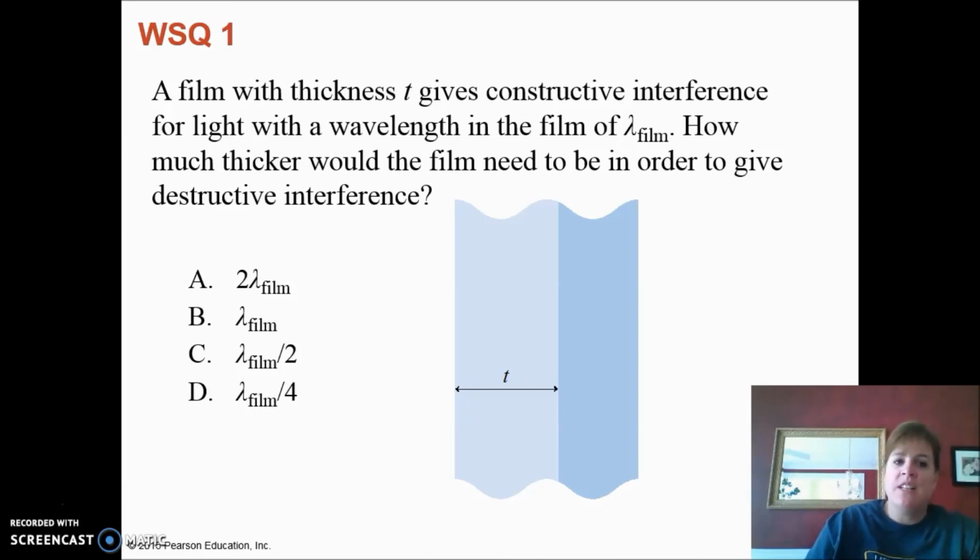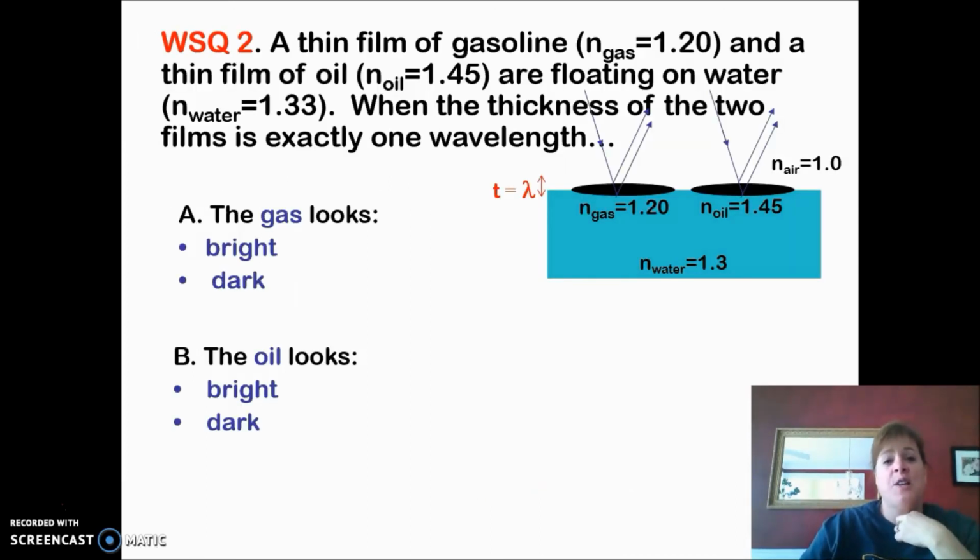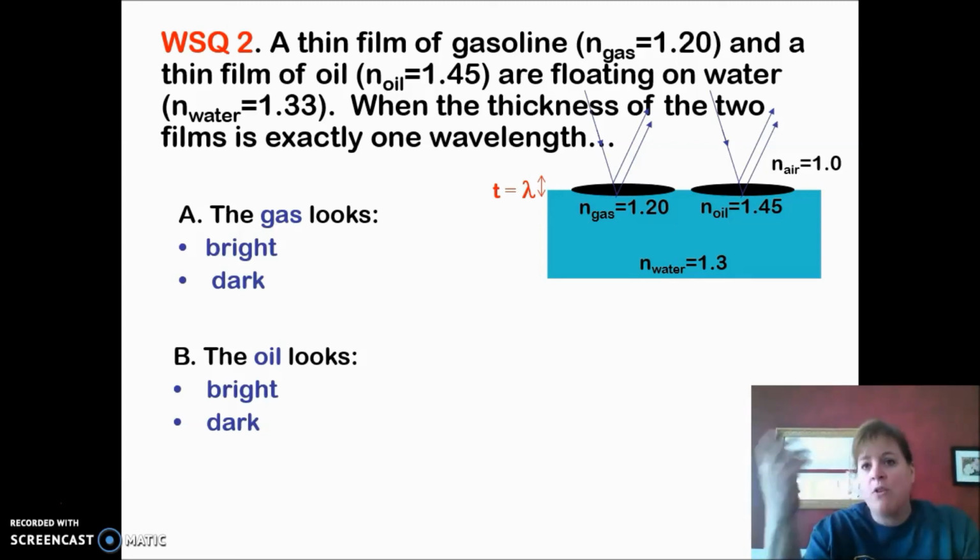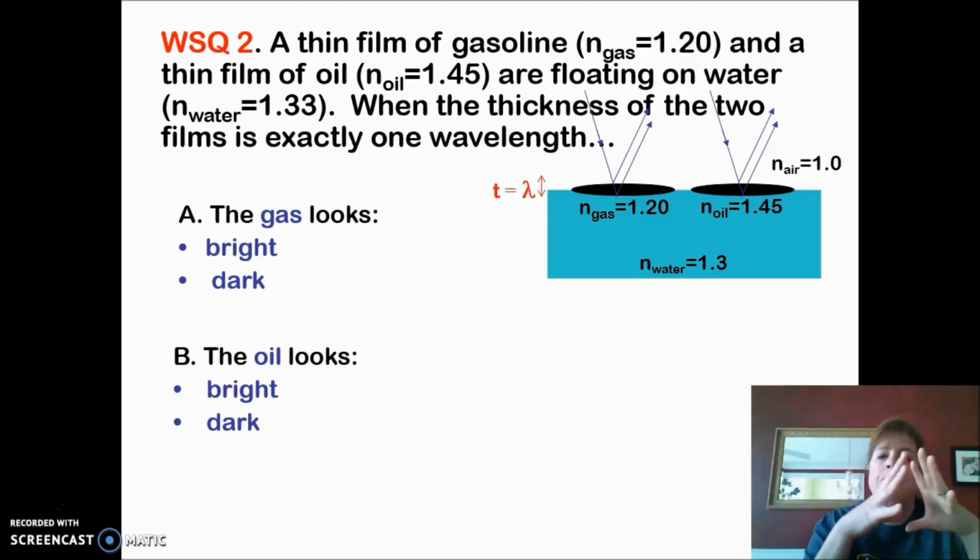My next question for you is a calculation. See if you can figure this one out. I have a thin film of gas with a refractive index of 1.2 and a thin film of oil floating on water. The oil is 1.45 and the water is 1.3. The thickness of both films is exactly one wavelength. So, which one has constructive interference and which one has destructive? Does the gas look bright or dark? And what about the oil? Does it look bright or dark? Answer these on your WSQ, and I'll see you in class.